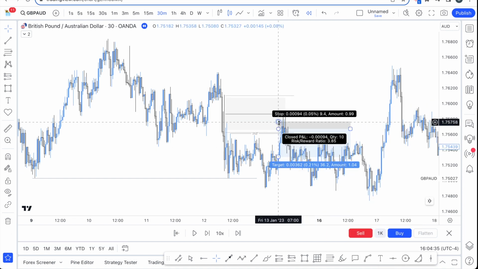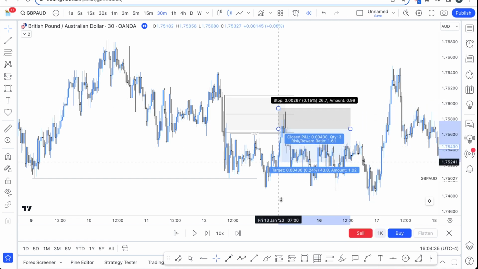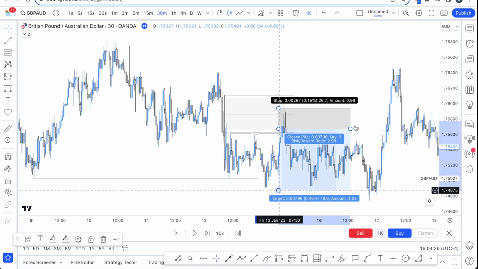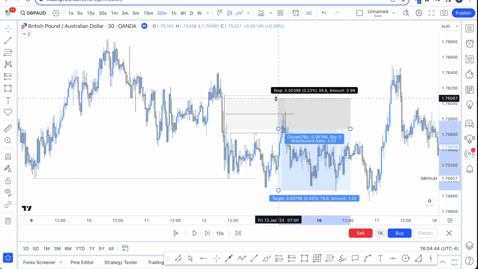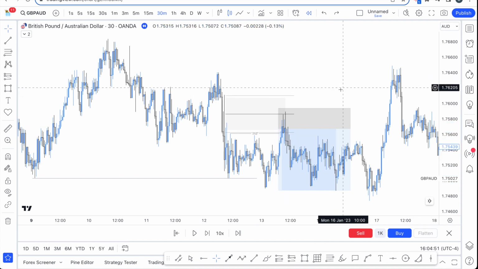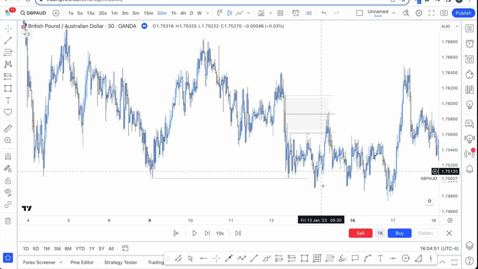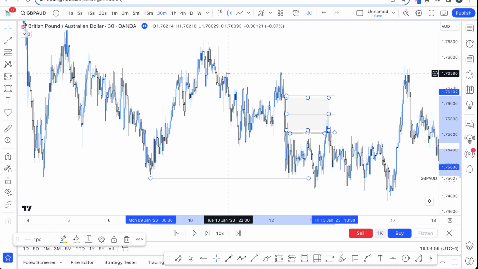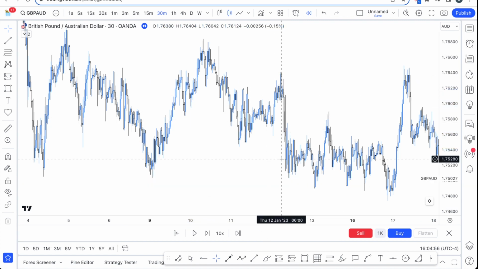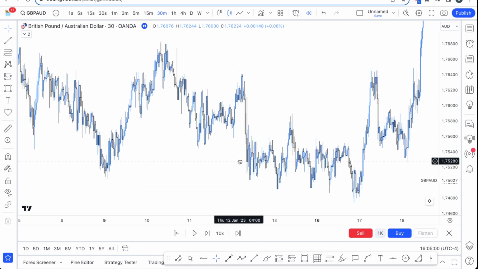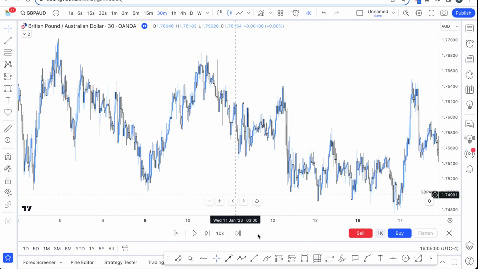So go back here. Something like this would be about a 2, almost a 3%, depending on what you like to risk. Maybe you like to risk all this, 1 to 2, something like this. Very easy to see these kinds of things with the inducements. Let me show you a few more examples.